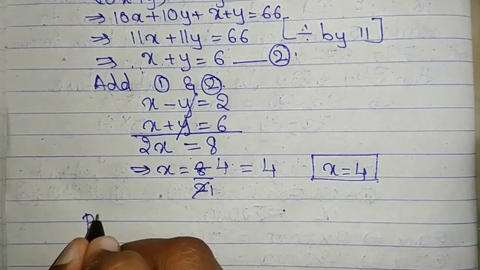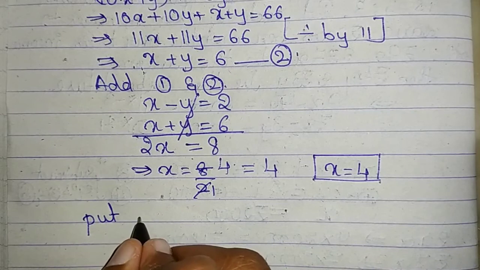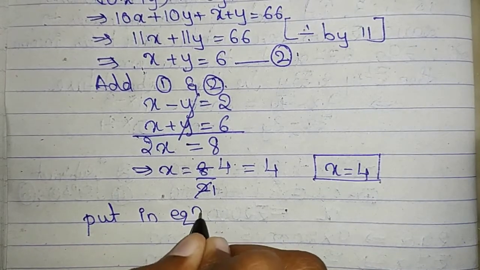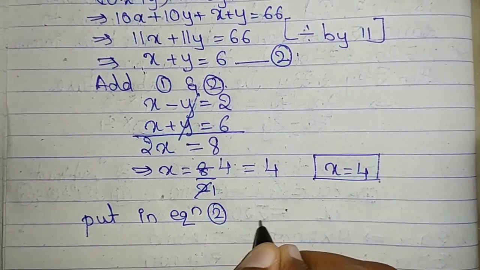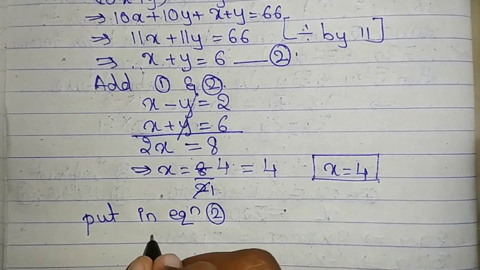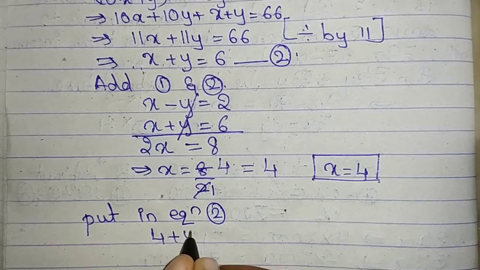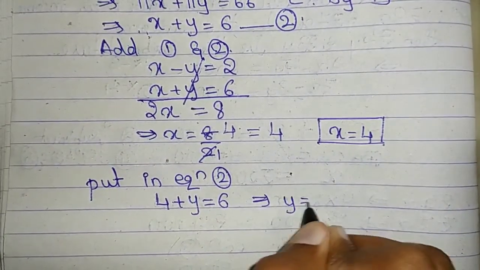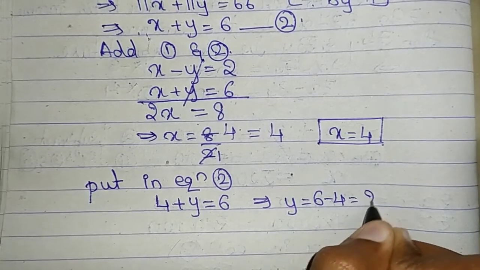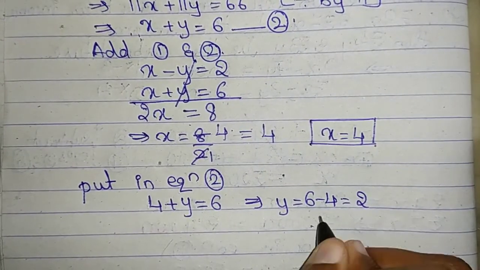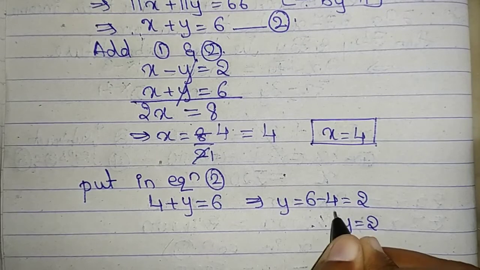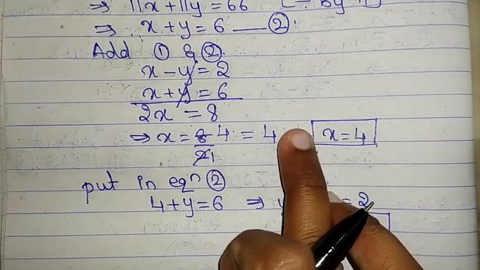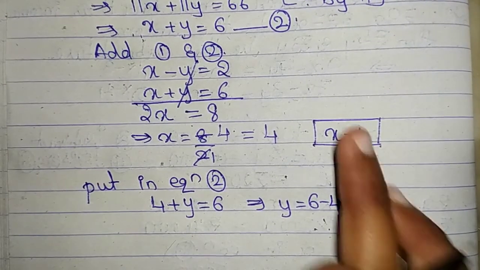Put in either of the equations, so I'll put it in equation 2. Put in equation 2, we'll get 4 plus y is equal to 6. This implies y is equal to 6 minus 4, which is equal to 2. Therefore, y is equal to 2. So our digits are 4 and 2. These are not the numbers, these are the digits.